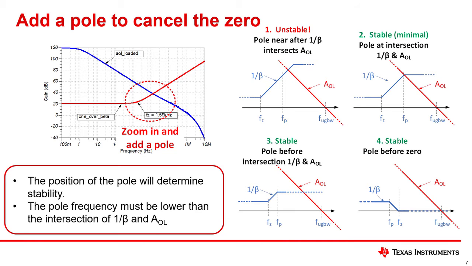Besides impacting stability, the pole location will impact the closed-loop frequency response as well as the total system noise. Now let's look at a practical way to add the pole using a feedback capacitor.